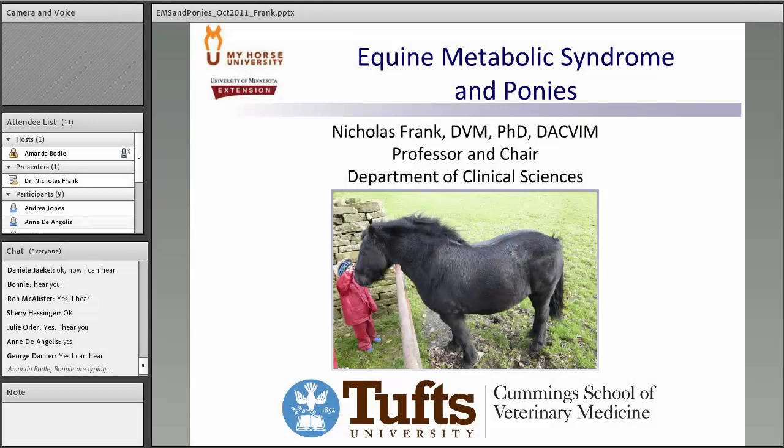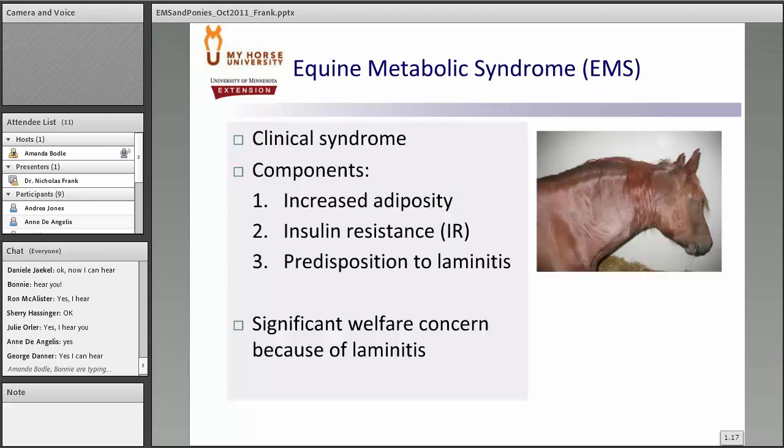Syndrome and ponies, and with this I wanted to give you an overview of our current understanding of equine metabolic syndrome, particularly as it relates to ponies, and this has been an area of interest of mine now for 10 years or more. So equine metabolic syndrome then is a clinical syndrome and has three major components.